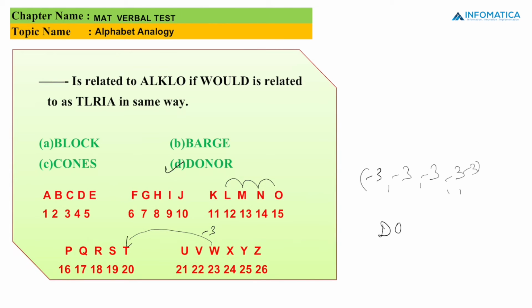So if you see the options, I'm having D and O in option number D. So I mark the answer to this question as DONOR, because option A, B and C are not having D, which we are left only with option DONOR, which is nothing but option D.